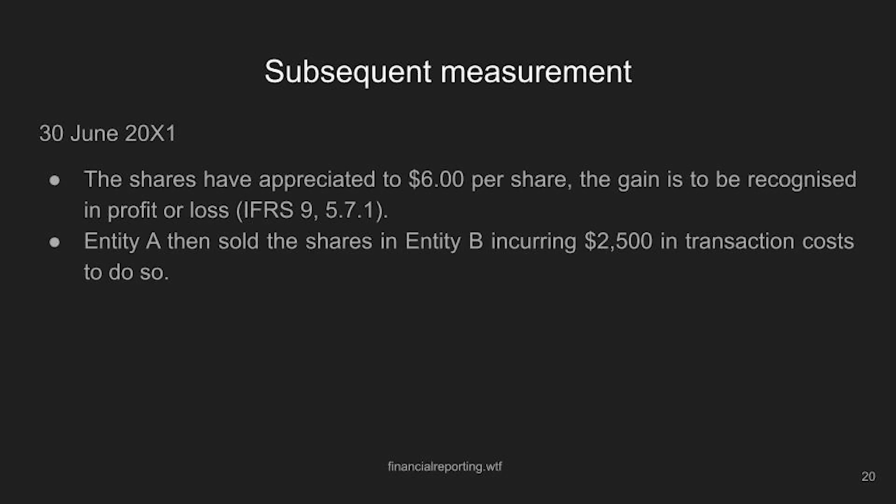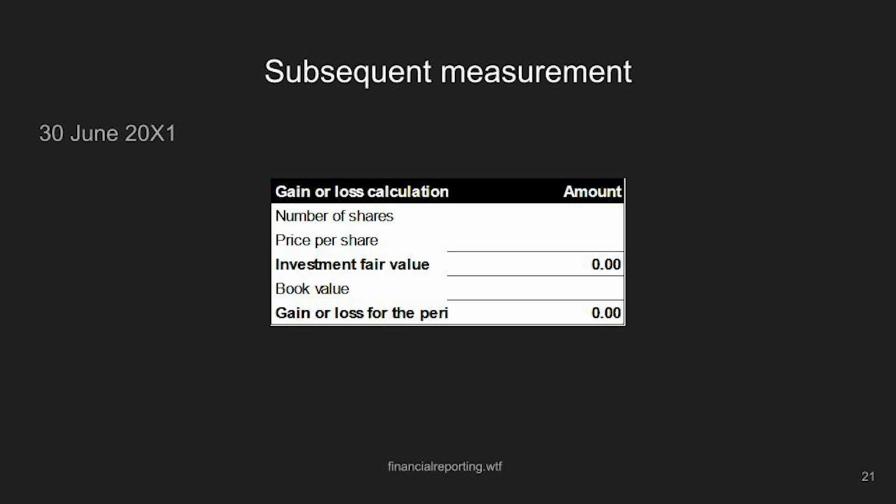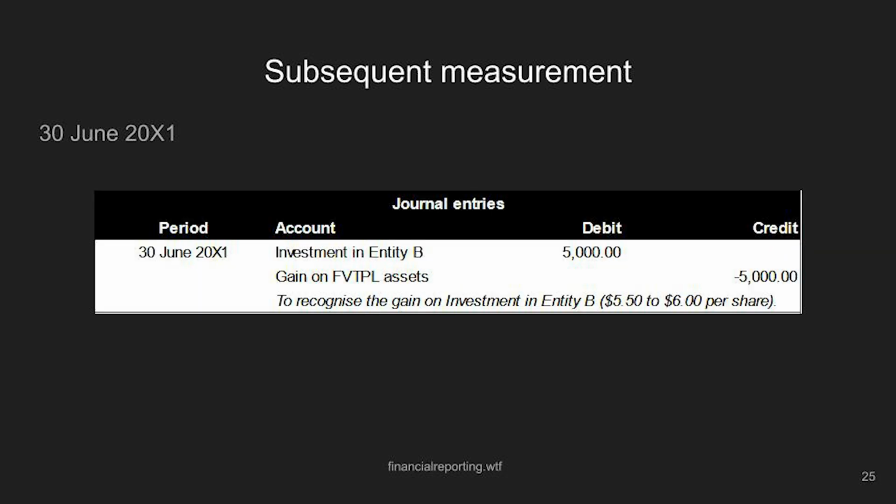Again, the shares have appreciated, this time to $6 per share, so we need to recognize this gain as well. We can perform the same exercise. Determine the fair value at present and compare it to the book value. We still have 10,000 shares. We have not bought or sold any. The share price is $6 as noted, giving our investment a fair value of $60,000 based on market prices. Our book value following the December revaluation is $55,000, which means we have another $5,000 gain. We can journal this in the same way as the other adjustment by debiting the asset and crediting income.